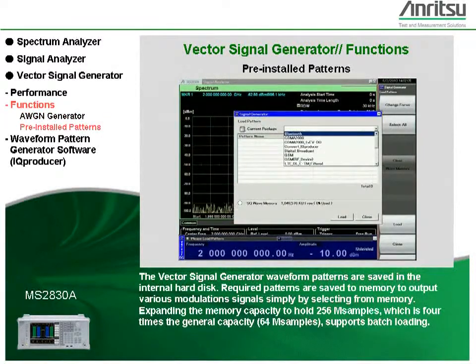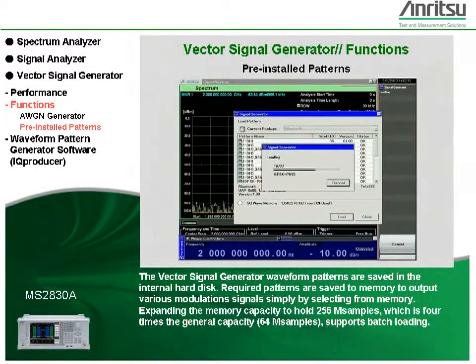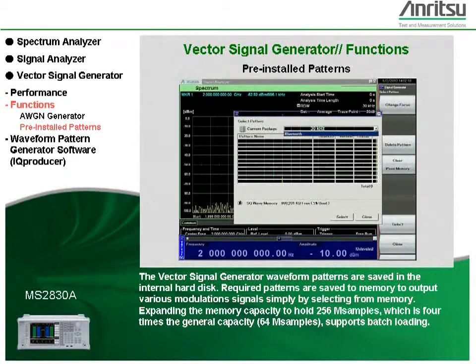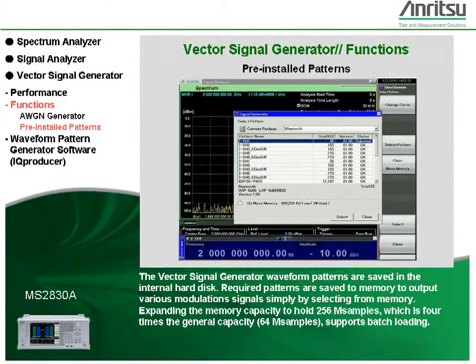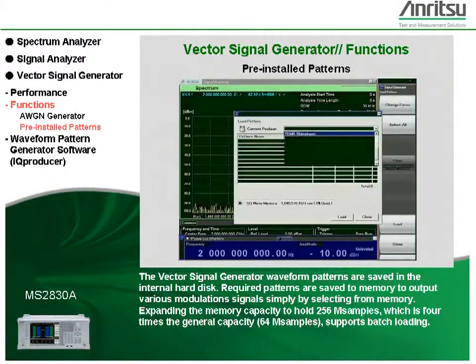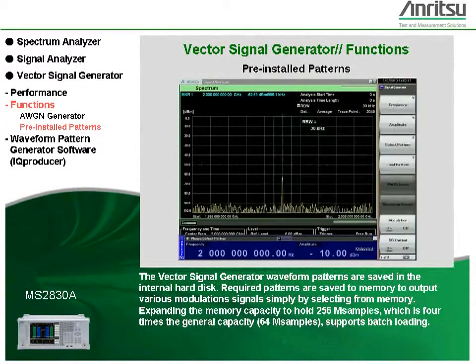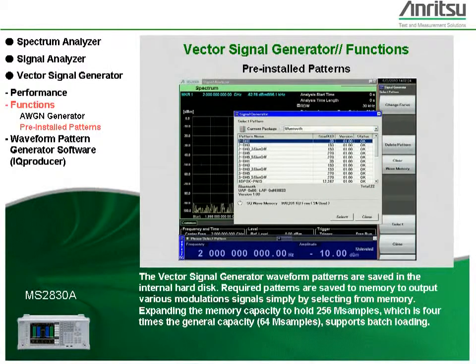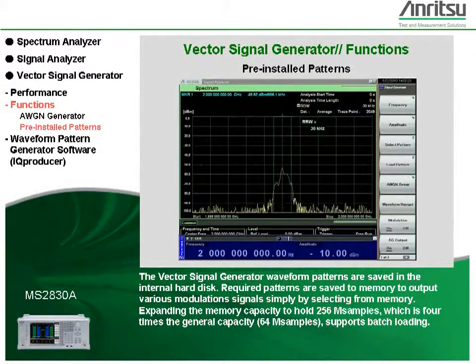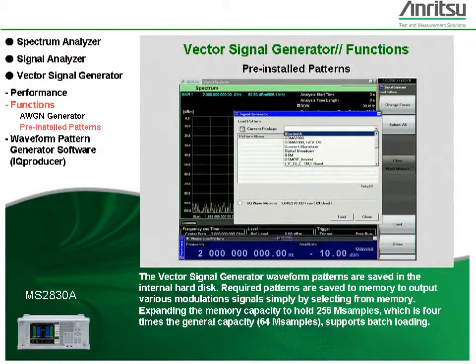The vector signal generator waveform patterns are saved in the internal hard disk. Required patterns are saved to memory to output various modulation signals simply by selecting from memory. Expanding the memory capacity to hold 256 megasamples, which is 4 times the general capacity, supports batch loading.